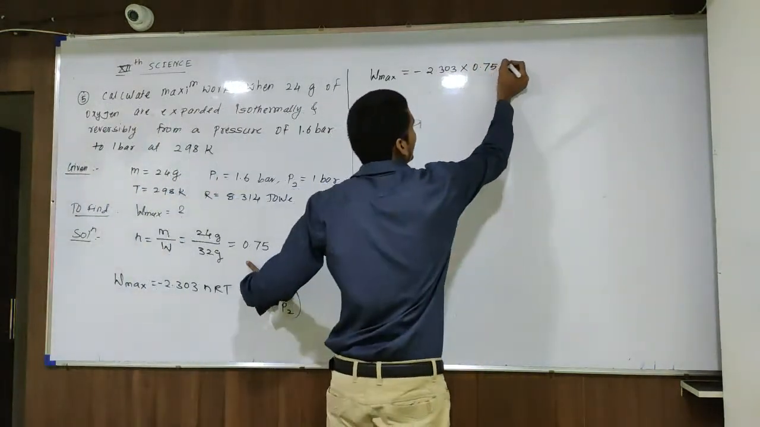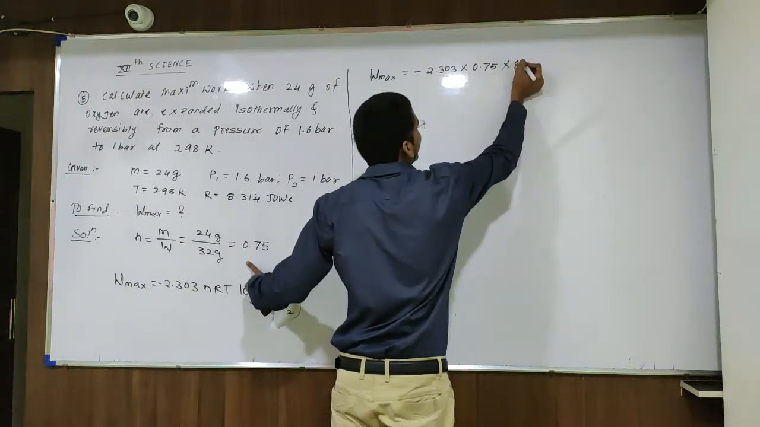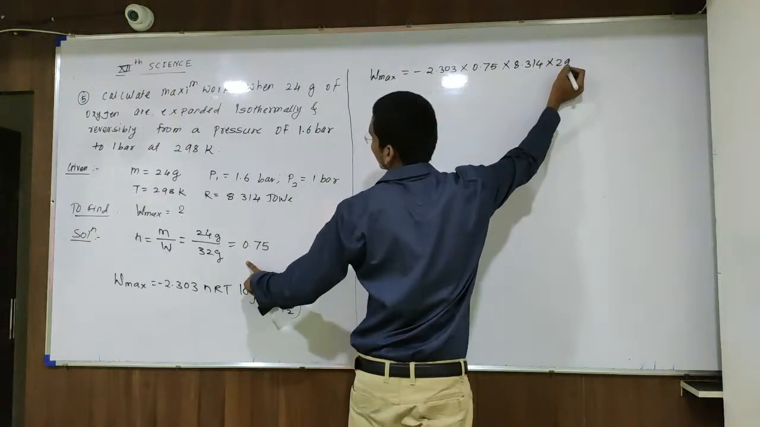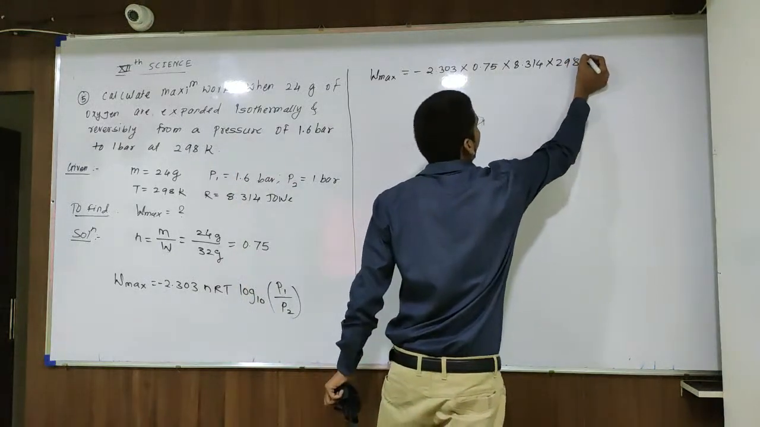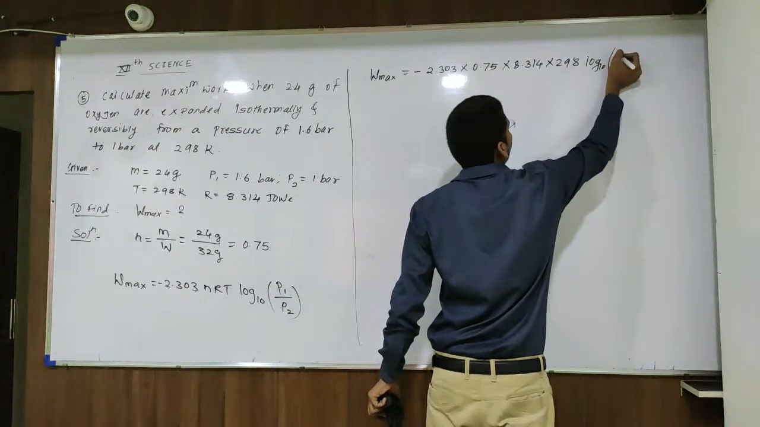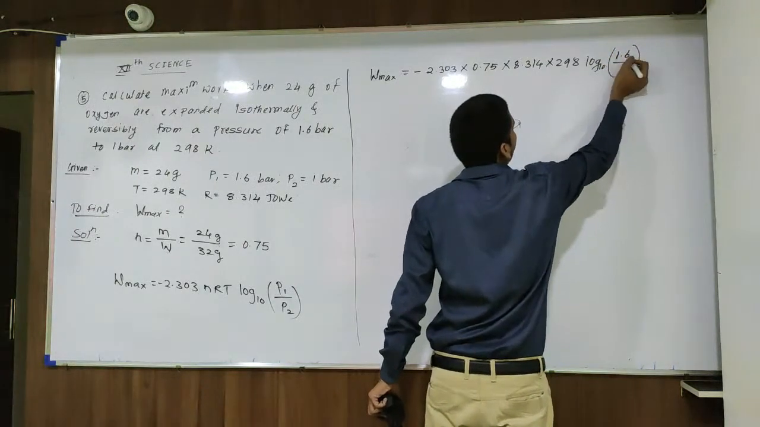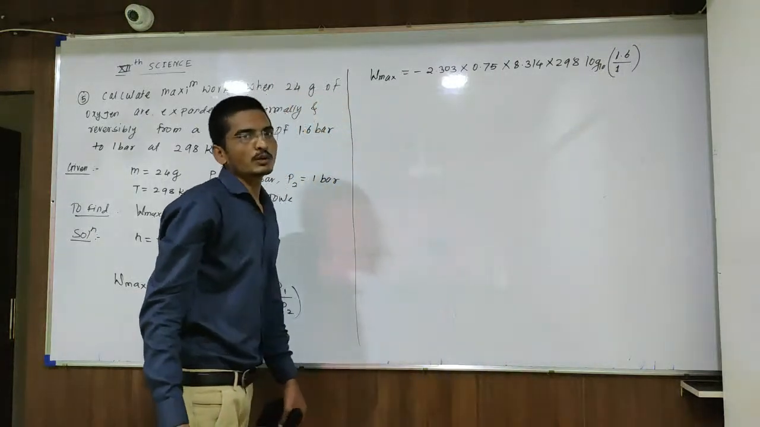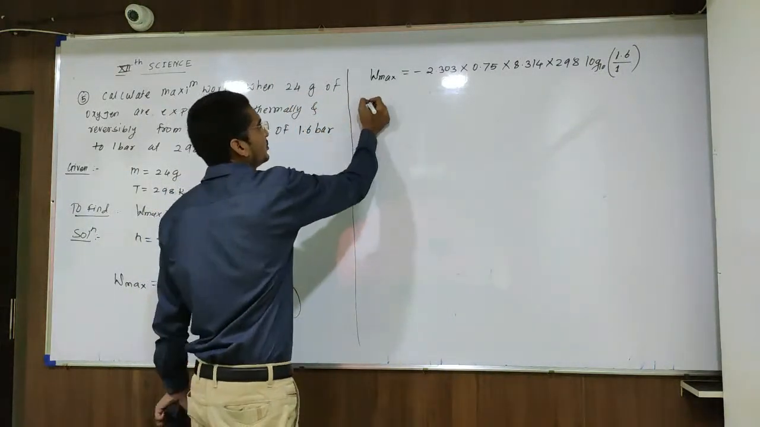So what is the value of nRT? R should be 8.314. What is the temperature here? I think here 298. And log to the base 10. What is the pressure here? Initial pressure 1.6, final pressure 1. So that value should be log 1.6. Okay, so let us try to solve it.